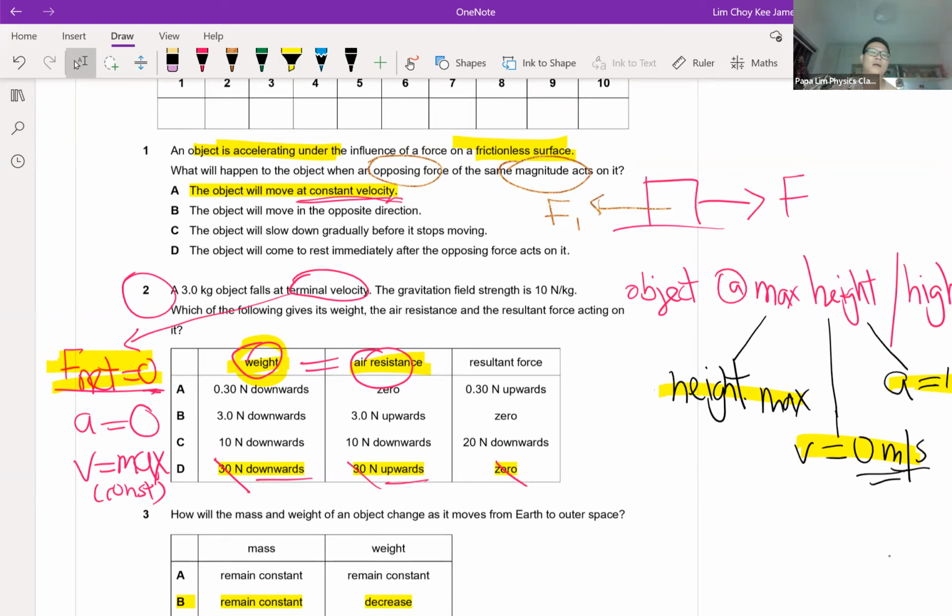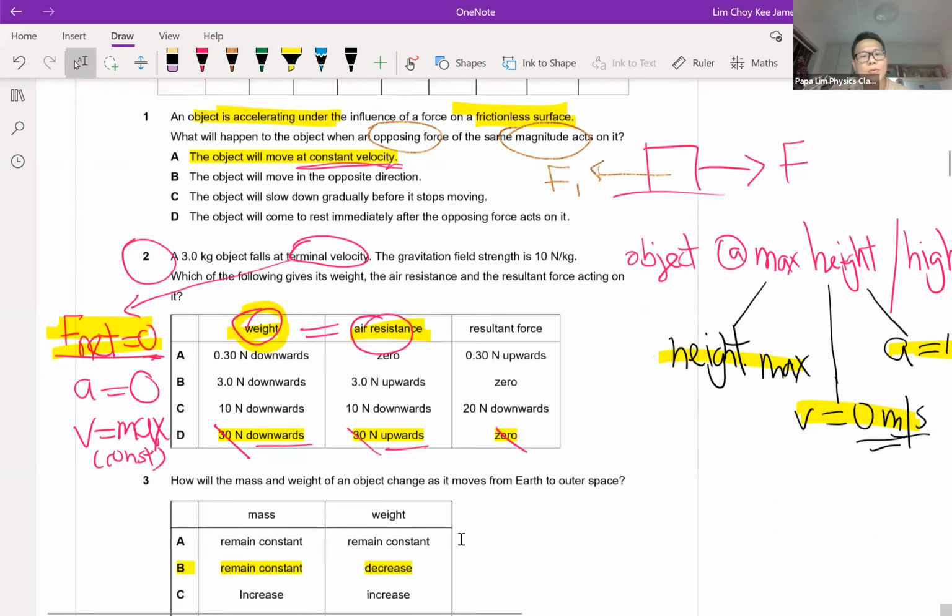Likewise, there are other motions, like maybe the object at its lowest position, which have certain specifications. We will talk about it in detail when we come to chapter 6. Or if you actually want to know about it in detail, it's in my chapter 6 video. You can click on the playlist and look at energy, which is chapter 6. Now for number 3, number 3 is quite straightforward.